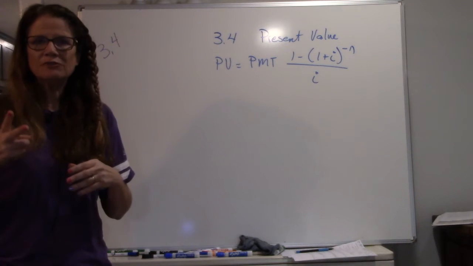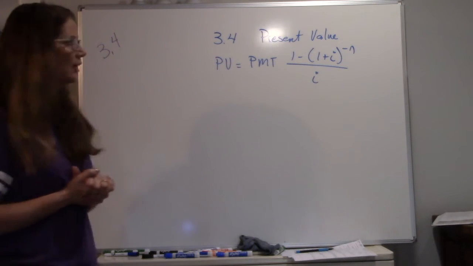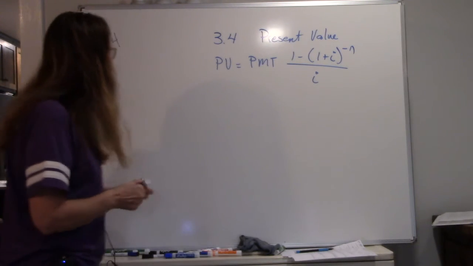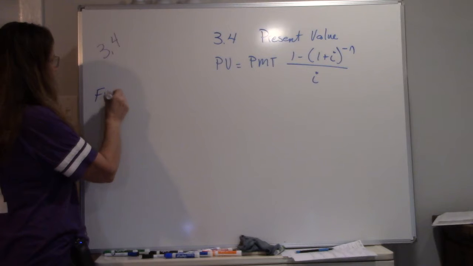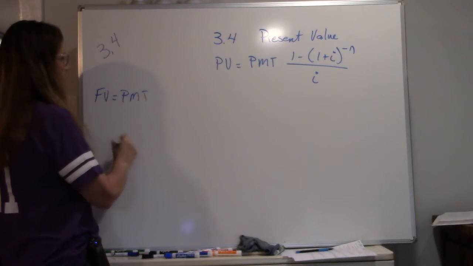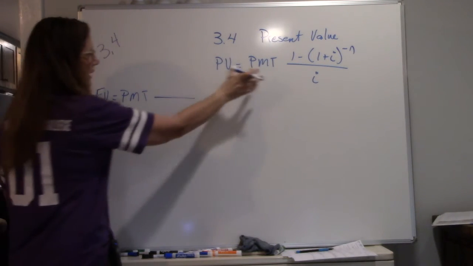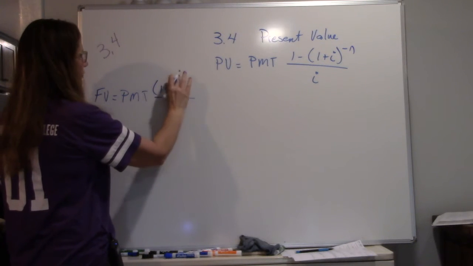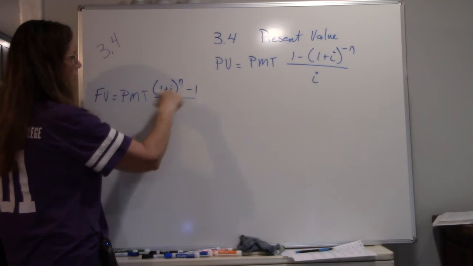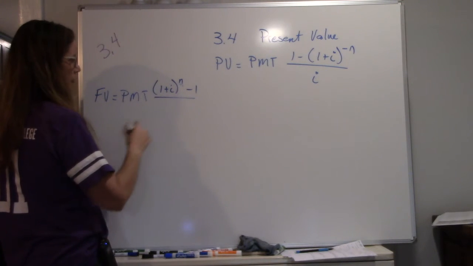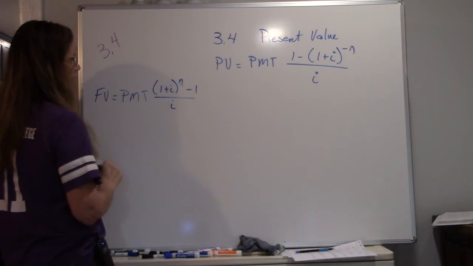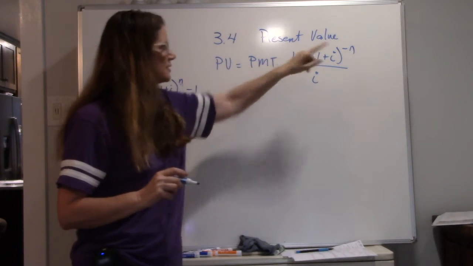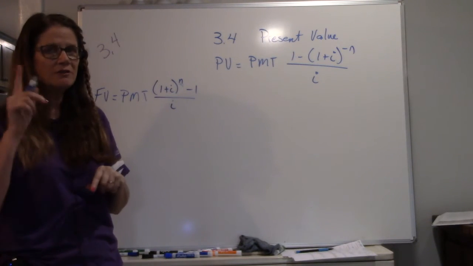So two big differences between future value and present value. The first one: I'm going to go ahead and write it. With future value, just so you can see, it's the same thing. The payment is off by itself in both of them. But with future value, you have the subtracting one after your exponent, after your parentheses. Where with present value, you're going 1 minus what's in the parentheses. So that's the first big difference.